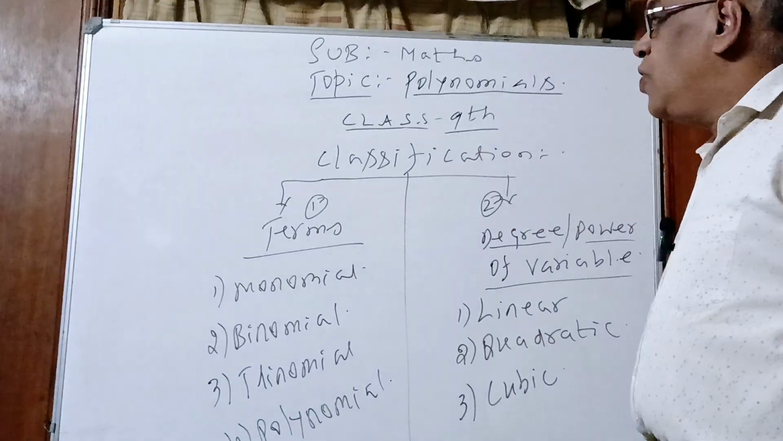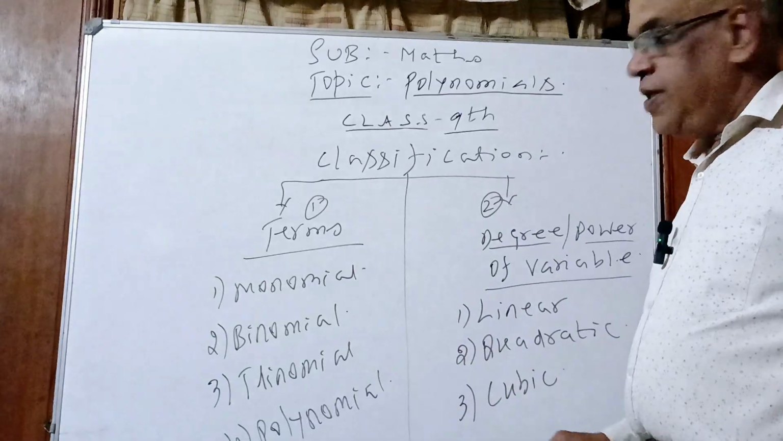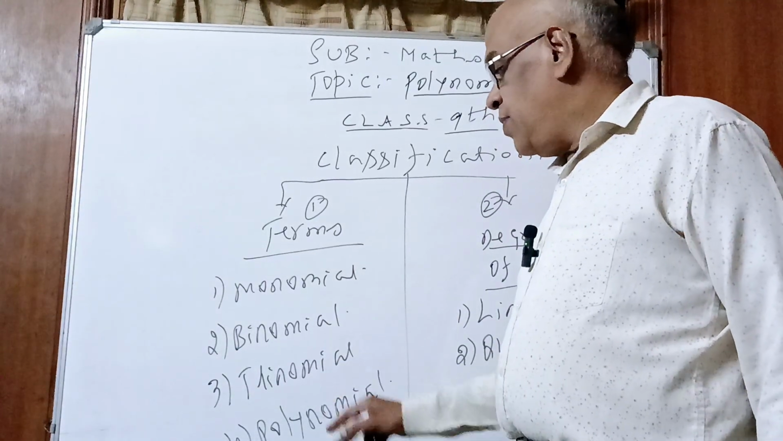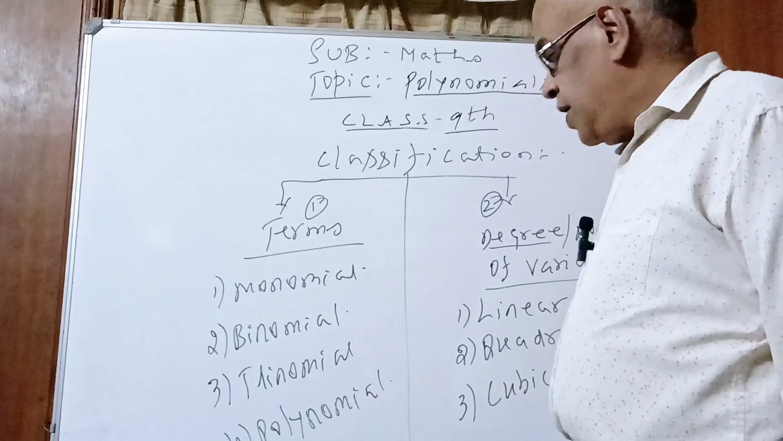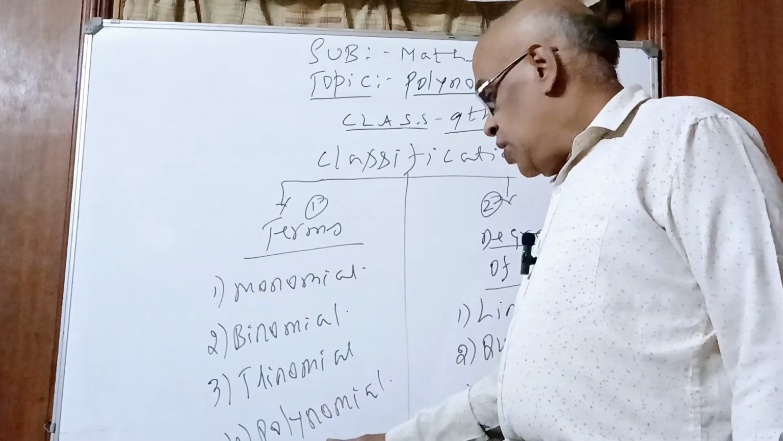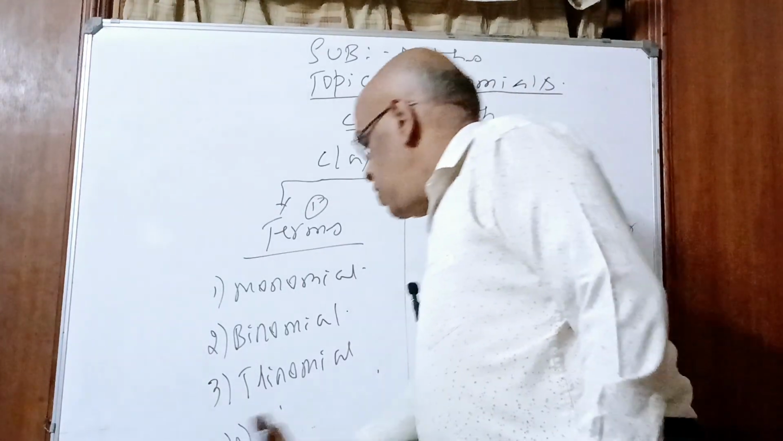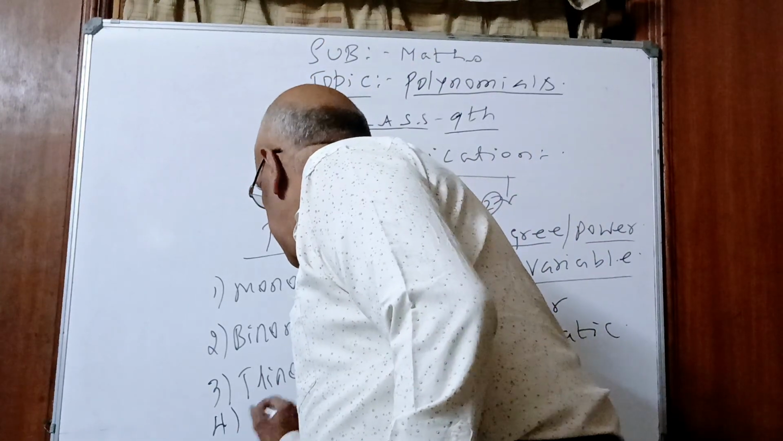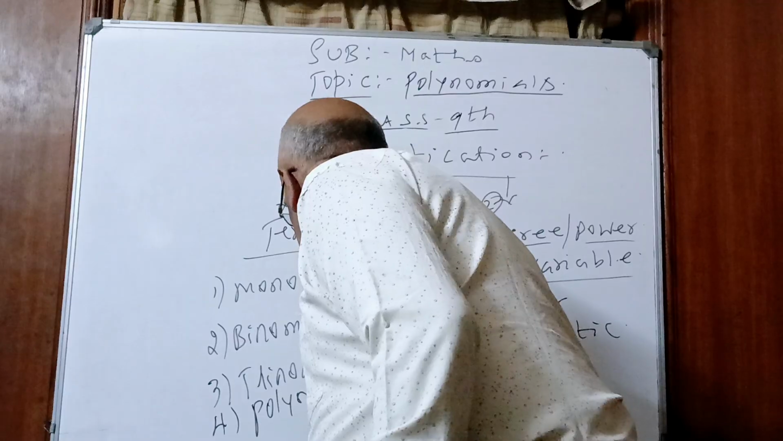So, whenever you have doubt, please pause my video and get your doubts clear. What is this? Monomial, binomial, trinomial. After that, we call it polynomial. Understood, children? Yeah. So, it's not visible. I'll write it. Polynomial.